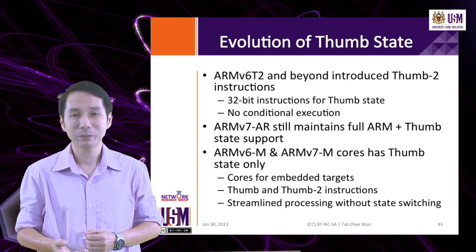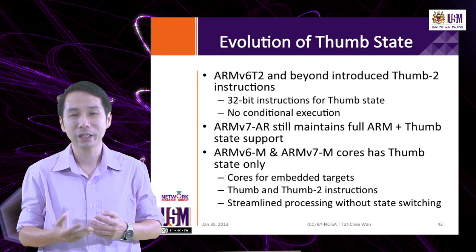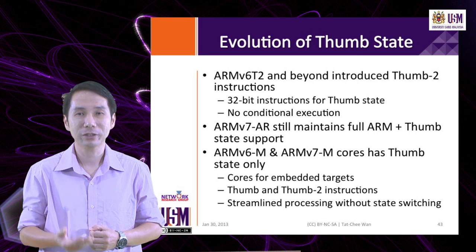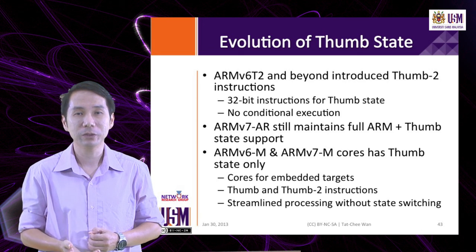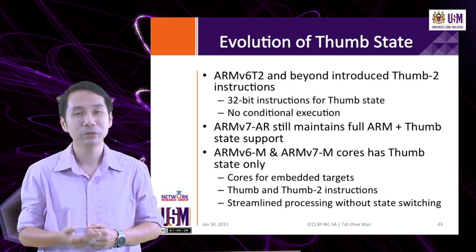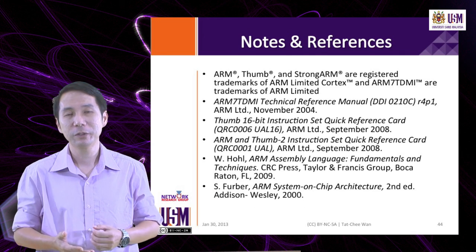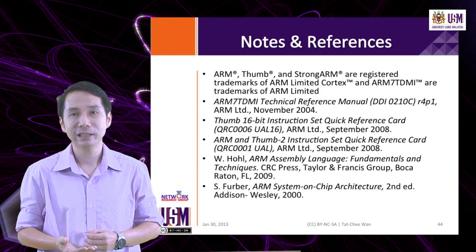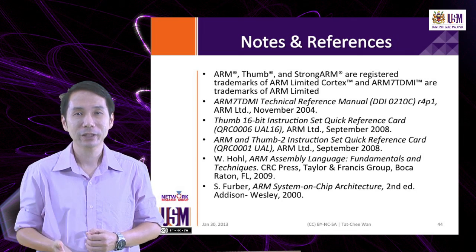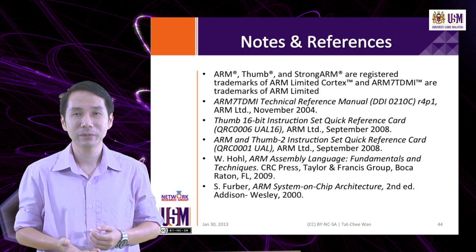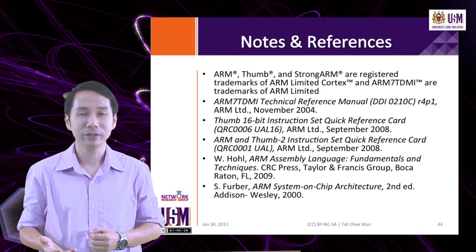However, this means that we would have to be careful of how we write the assembly language instructions in the first place. We cannot use conditional execution instructions in any of the source code if we want to be able to compile it for the ARM version 6M or ARM version 7M cores. Further information about the thumb state and other details of the thumb instruction set can be found in the references here. We will look into how we can utilize these thumb instructions in the next session in part 2.